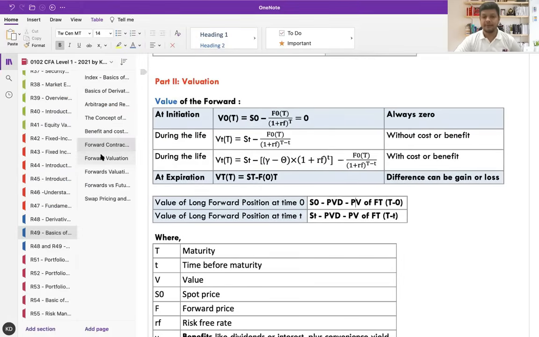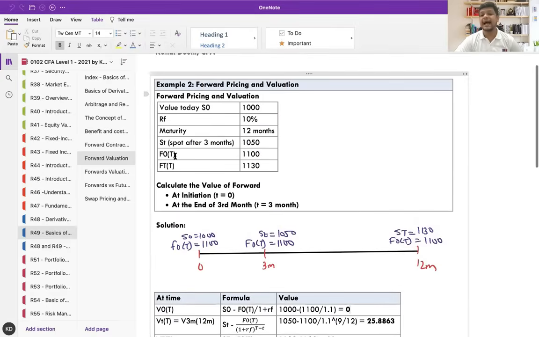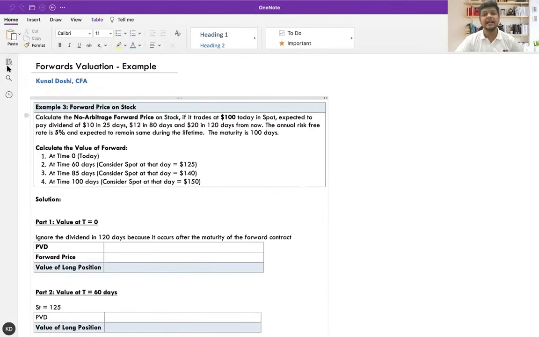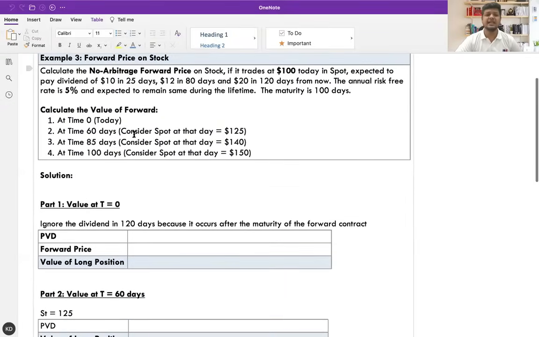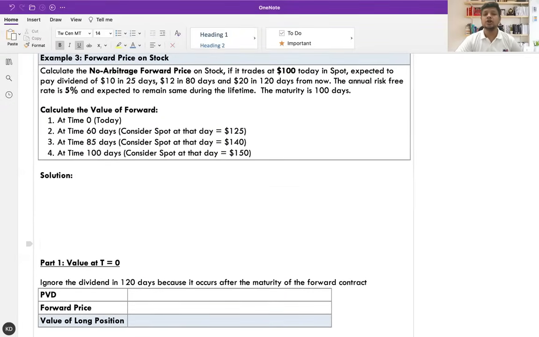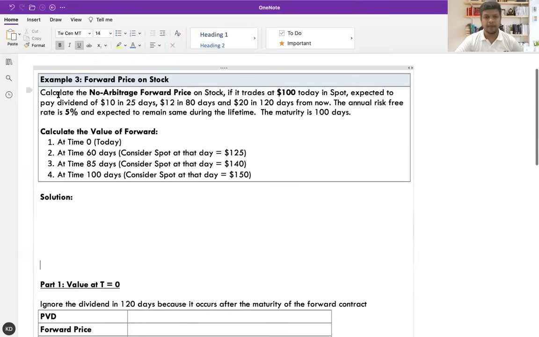Now I'll take one more example where you will understand this at much length. And then probably after this example, there will never be any doubt with regards to the pricing or the valuation. So what's the situation here? Calculate the no-arbitrage forward price on a stock. If it trades at 100 today in the spot, expected to pay dividend of 10 in 25 days, 12 in 80 days, and 20 in 120 days from now.